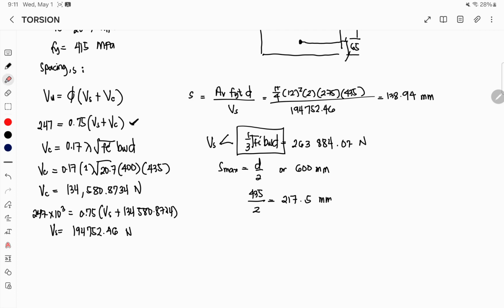We have the value of S equal to 138.94, or let's say 130 mm. The smaller the better. For spacing, always round down.